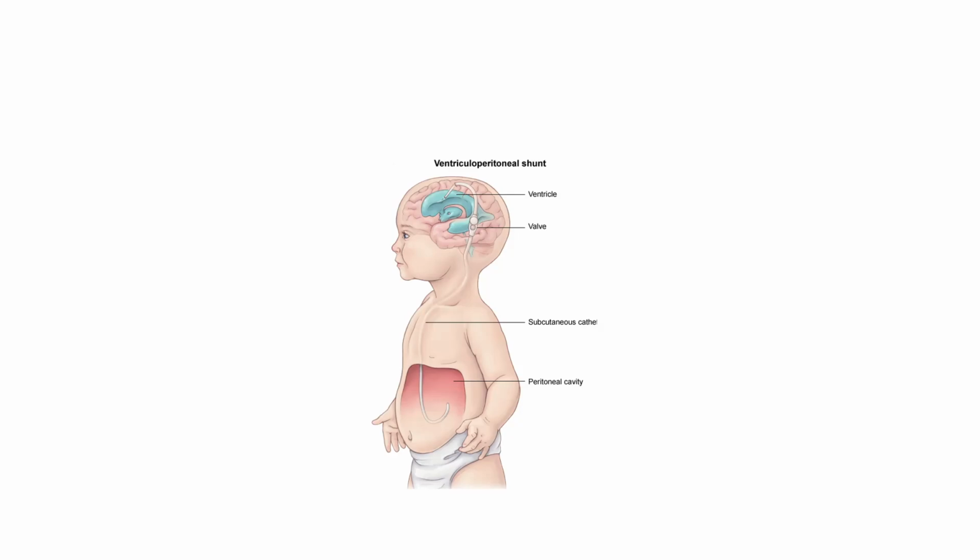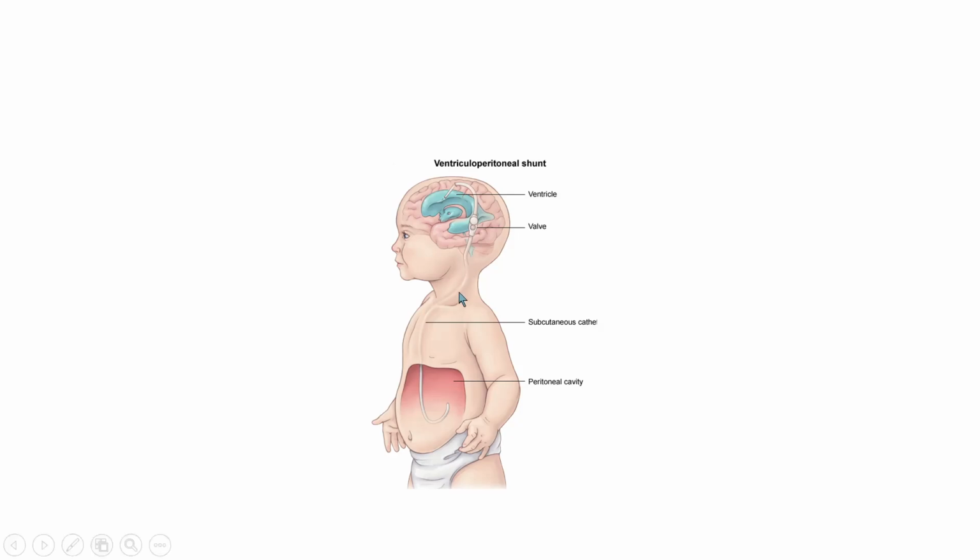We know that CSF is formed by the choroid plexus of the lateral ventricle. From the lateral ventricle, the CSF enters the third ventricle through the foramen of Monro. From the third ventricle, CSF goes to the fourth ventricle via the aqueduct of Sylvius, or cerebral aqueduct. From the fourth ventricle, it goes out laterally via the foramen of Luschka and medially via the foramen of Magendie. Then this CSF is drained into the subarachnoid space, and then it is reabsorbed in the arachnoid villi and arachnoid granulations.